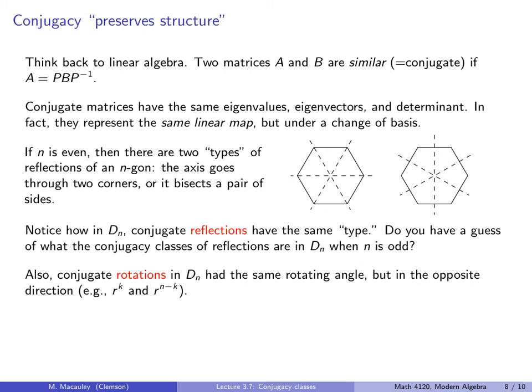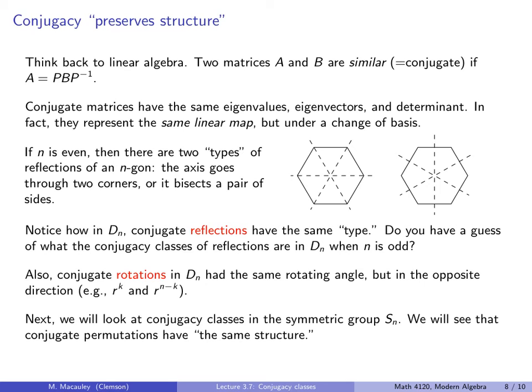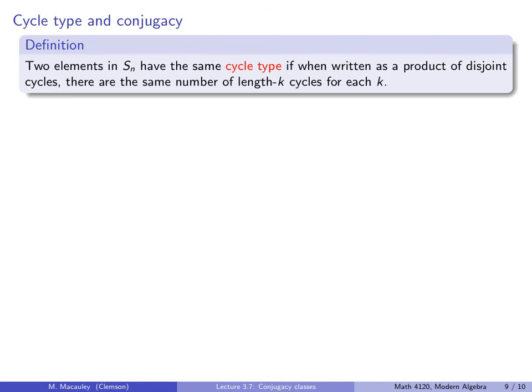The last thing we will do in this lecture, while keeping with the theme of conjugacy preserves structure, is we will look at conjugacy classes in the symmetric group. And we'll show that conjugate permutations have the same structure, for whatever the heck that means. So to do this, we need a definition. Say two elements in the symmetric group have the same cycle type if, when written as a product of disjoint cycles, there are the same number of length k cycles for each k.